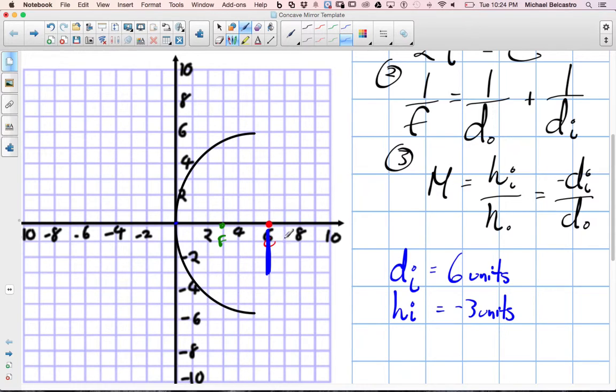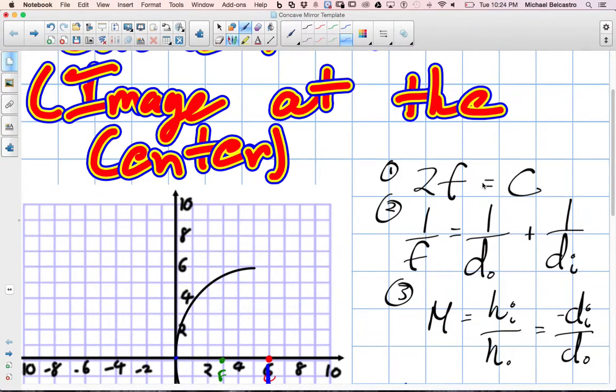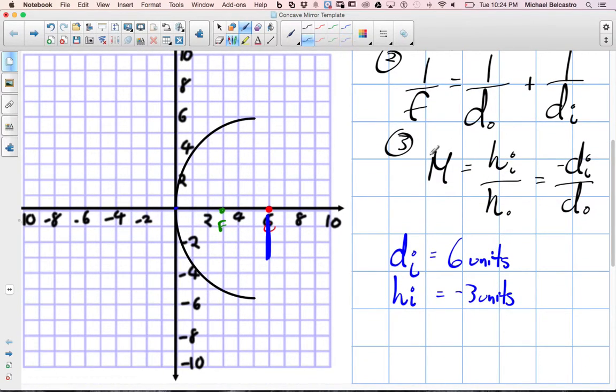Now, we know that's technically where the center is. So because that's the center, using the very first formula, and we can see it from here, 2f is equal to 6. 6 is where the center is. That means f is equal to 3. So the focal point is at 3.